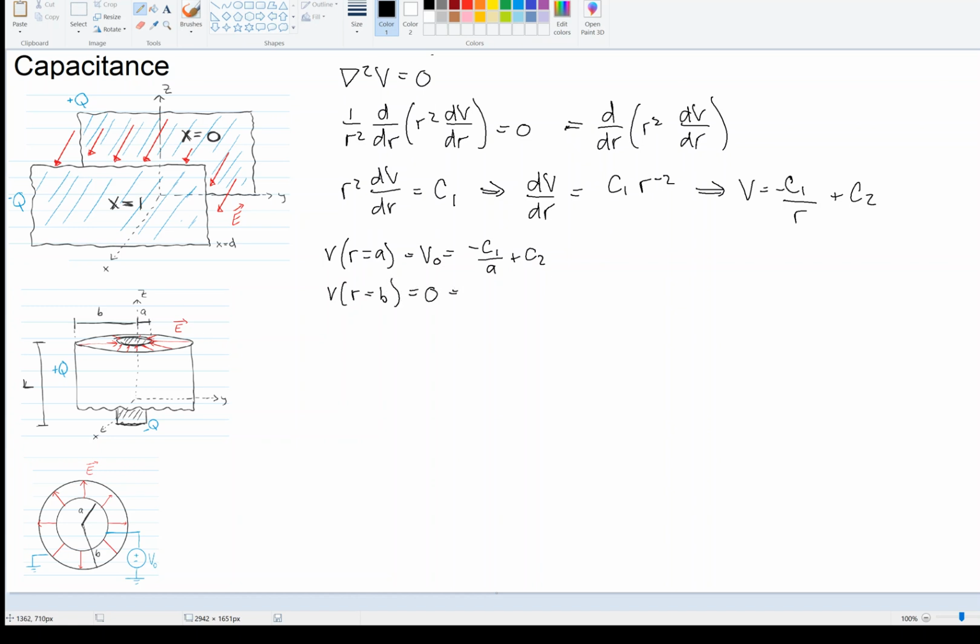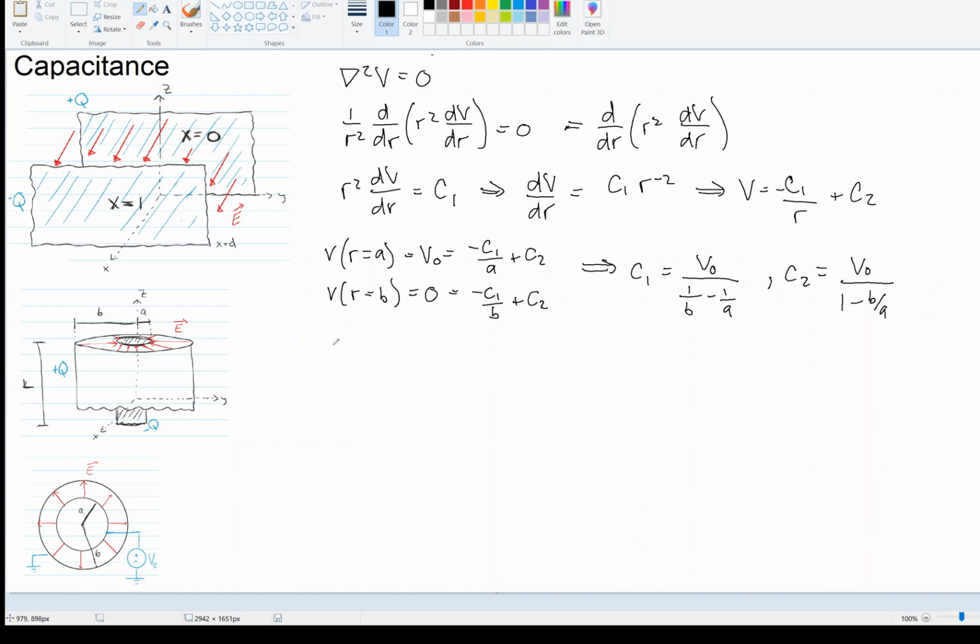So I plug in B like that. So I need to solve those two equations for those two constants, and the best way I think to do that is to subtract the first equation minus the second equation. C2 drops out, and I can solve for C1, and I get C1 is V0 over 1 over B minus 1 over A. And then I put C1 in either one of these equations, and I get C2 is equal to V0 over 1 minus B over A.